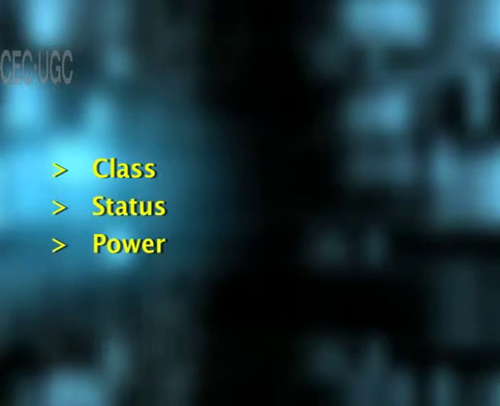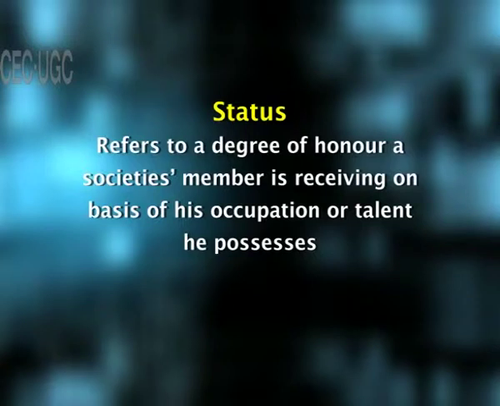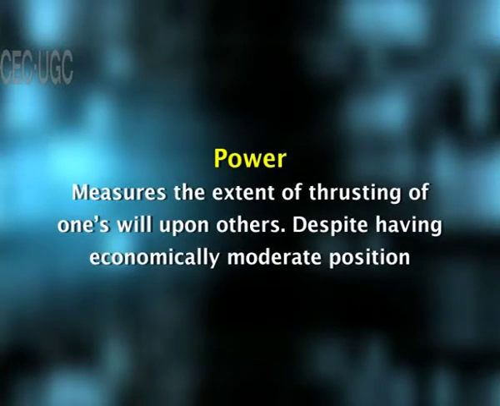Number one, class. It indicates the economic condition of a member of a society, either ascribed to him or achieved by him. Number two, status. It refers to a degree of honor a society's member is receiving on the basis of his occupation or the talent he possesses. For example, poets and religious saints may not be as wealthy, however, they are held in high esteem by others. Number three, power. It measures the extent of thrusting one's will upon others.